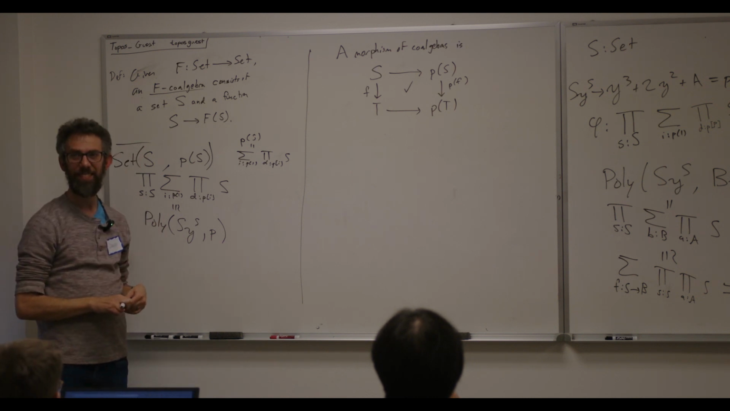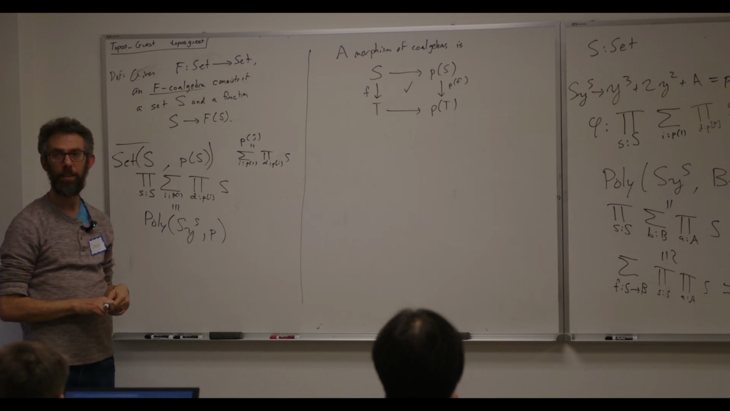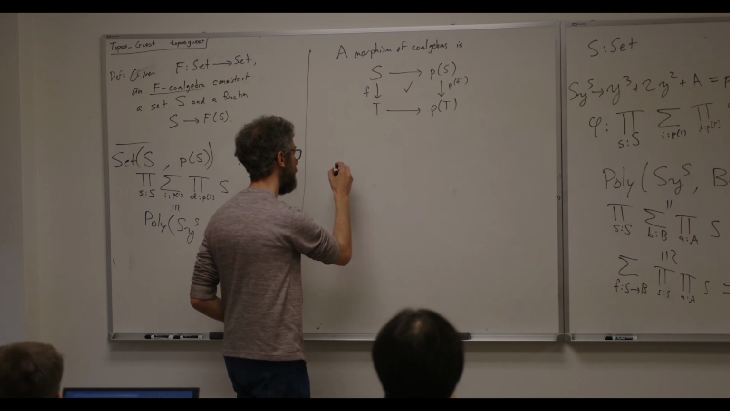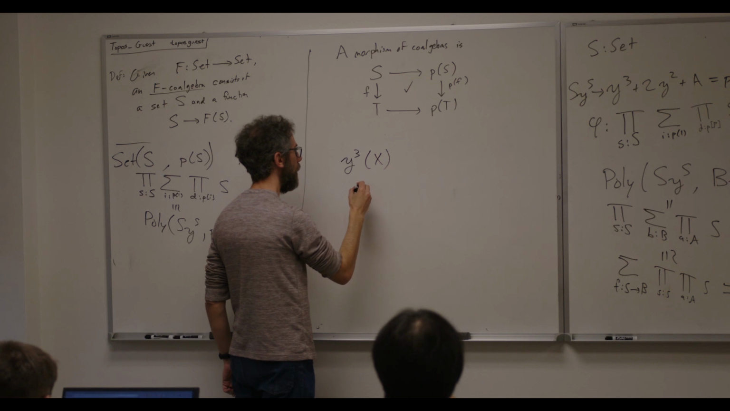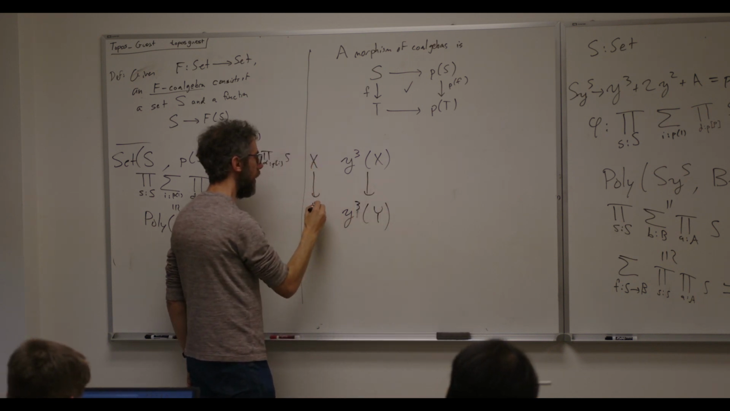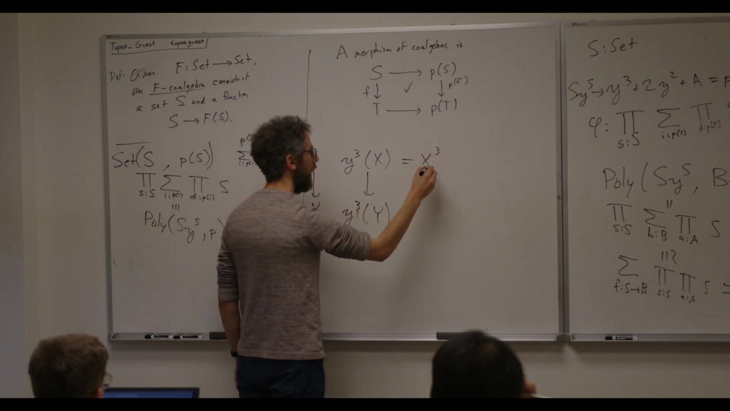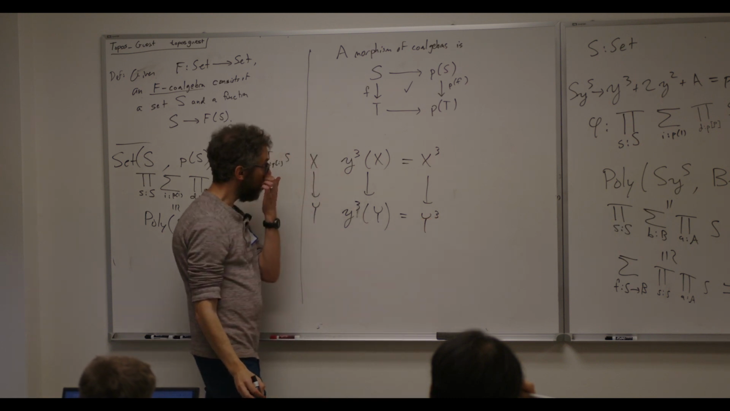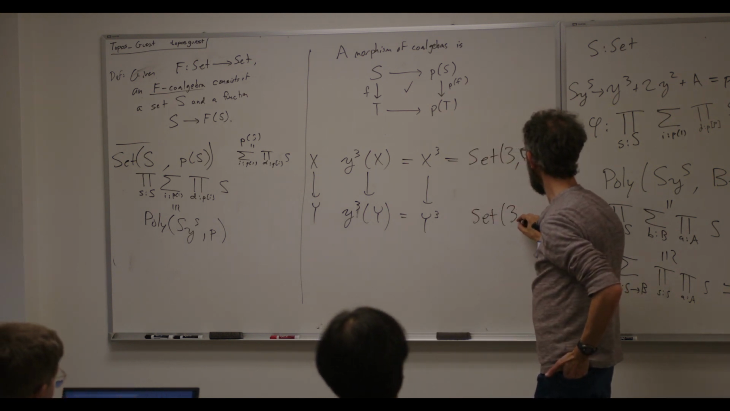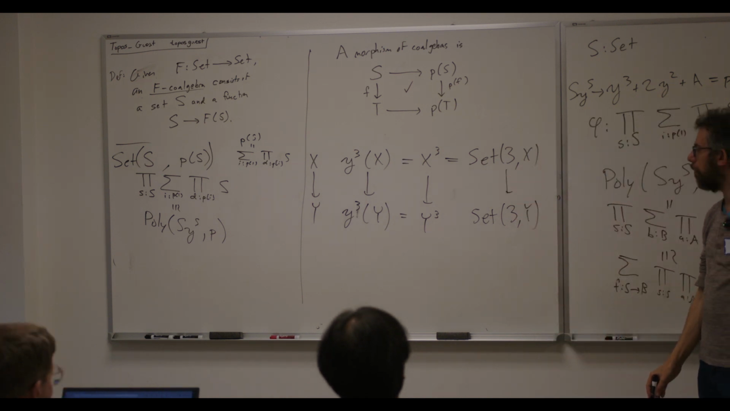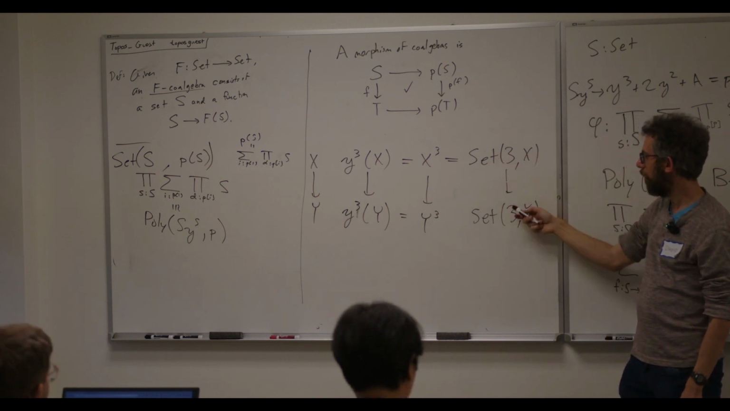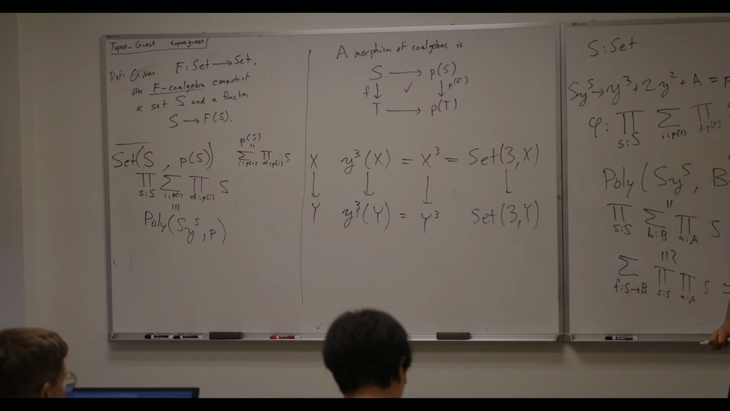We never talked about, we said that P is a functor, but we only ever talked about what it did on sets. We didn't say what it does on morphisms. Sophie says we never talked about what polynomial functors do on morphisms. So what is y cubed of x and y cubed of y? If I had a function from x to y, do I get a function from x cubed to y cubed? If I have a function from 3 to x and a function from x to y, then I just compose to get a function from 3 to y. Post-compose.